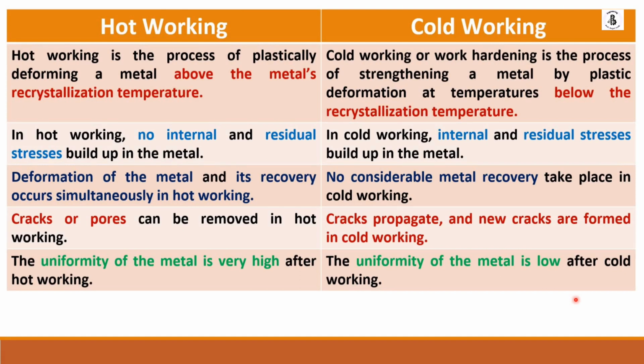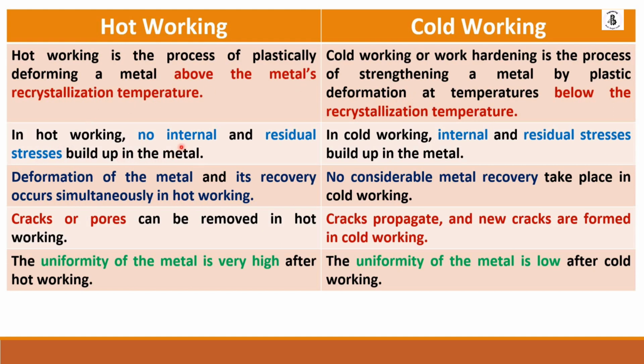So, the basic difference between hot working and cold working. Whatever the merits of hot working, those will be the demerits of cold working, and whatever the demerits of hot working, those will be the merits of cold working. If you differentiate both processes, hot working is the plastic deformation of the metal above the metal's recrystallization temperature. And cold working, or work hardening, is the process of strengthening the metal by plastic deformation at a temperature below the recrystallization temperature. So temperature plays a vital role in hot working and cold working. You should remember the recrystallization temperature: above it means hot working, and below it means cold working.